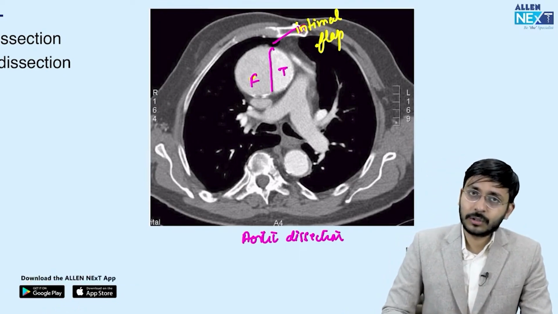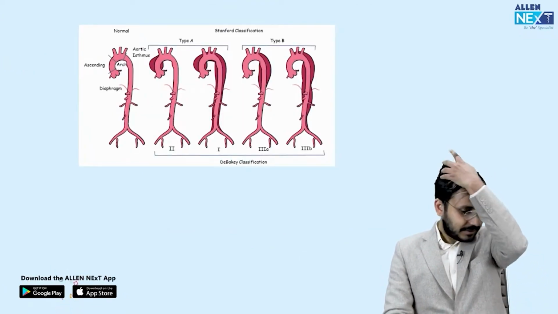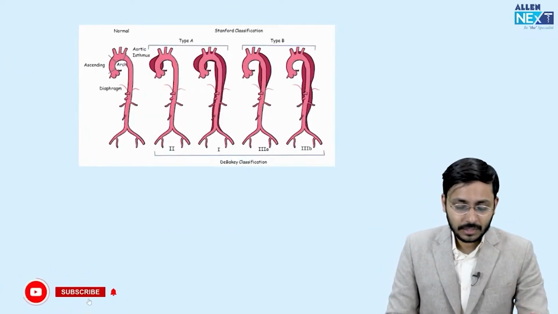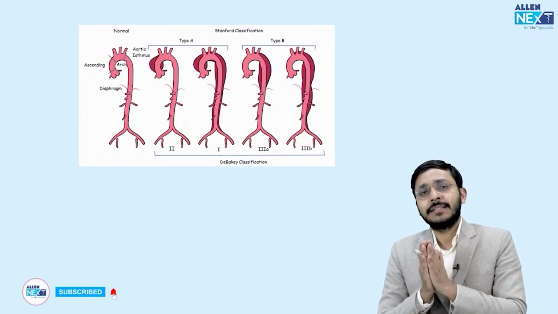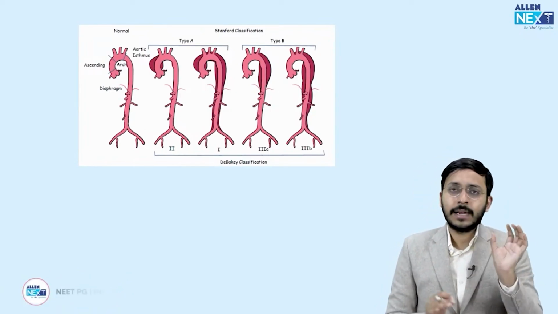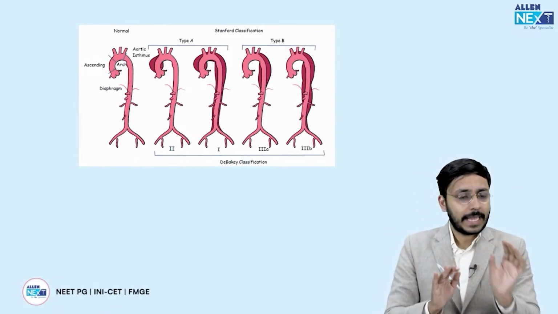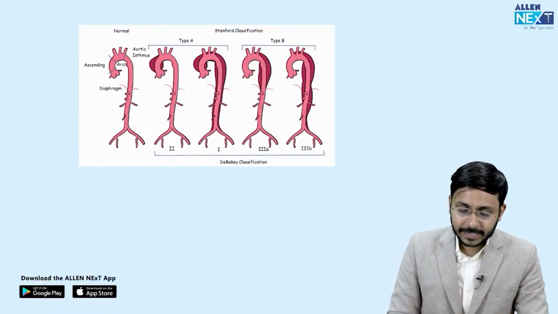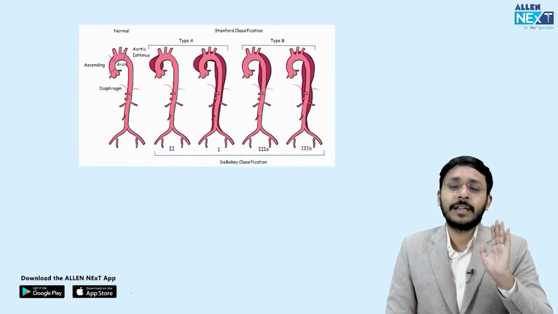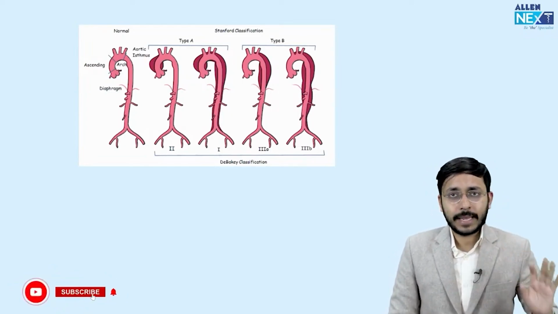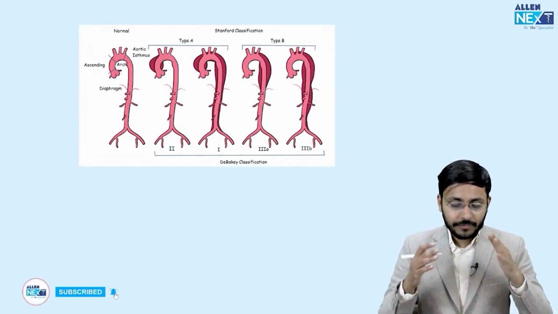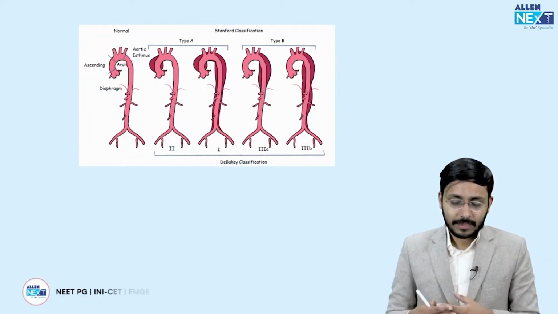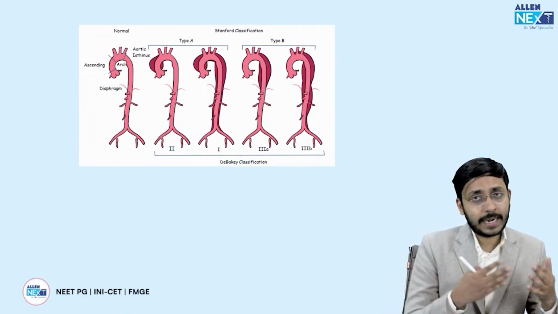Now, since we are on the topic of aortic dissection, we'll quickly discuss the classification system. So Stanford divides aortic dissections into type A and type B. Simple. A is ascending aorta involvement. So whenever you see ascending aorta involvement, it is always and always Stanford type A. Now, further, these have been divided by DeBakey into 1, 2 and 3.